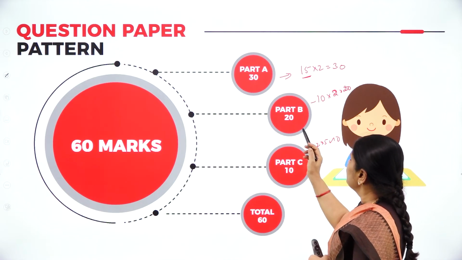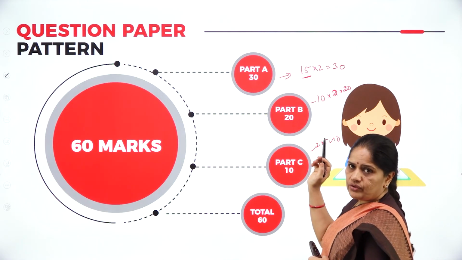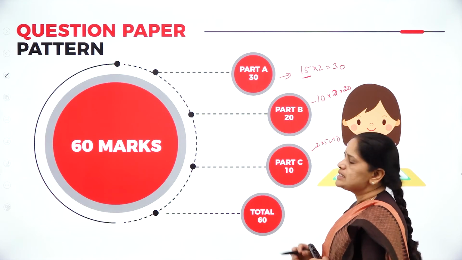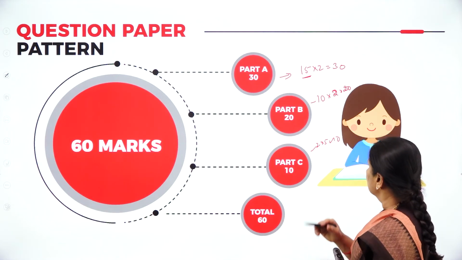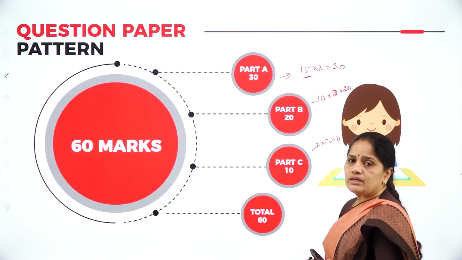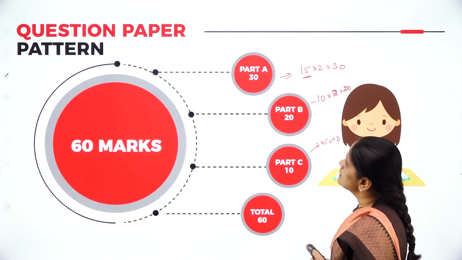In part B, again you will have 4 questions. Out of that you have to answer 2. And in part C, they will give 6 questions. Out of that you have to answer 5. So the total will be 60 marks.